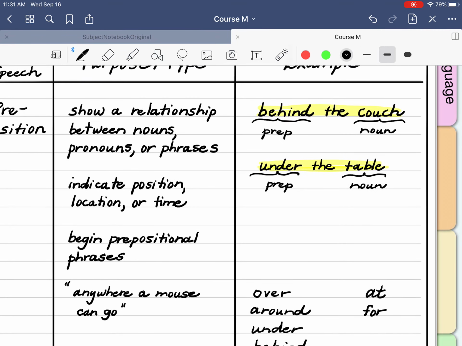The mouse ran at me. Is that a prepositional phrase? Well, there's the preposition. We don't have a noun, but we have a pronoun, which takes the place of a noun. So yes, you do have a prepositional phrase. Okay. And these can tell you position, location, or time. Let me show you one that would tell us time.